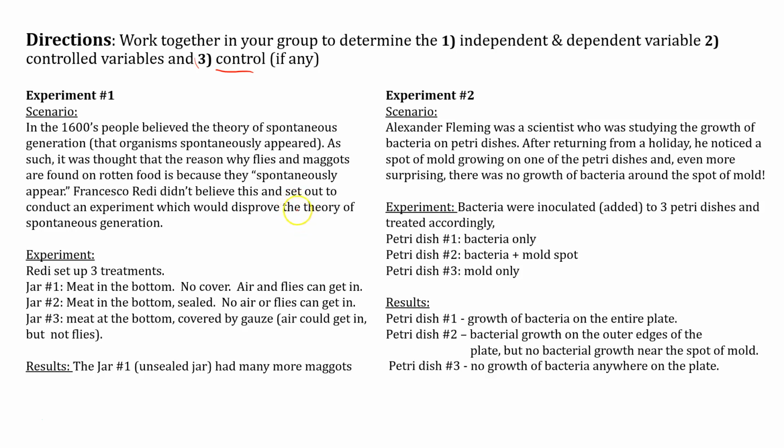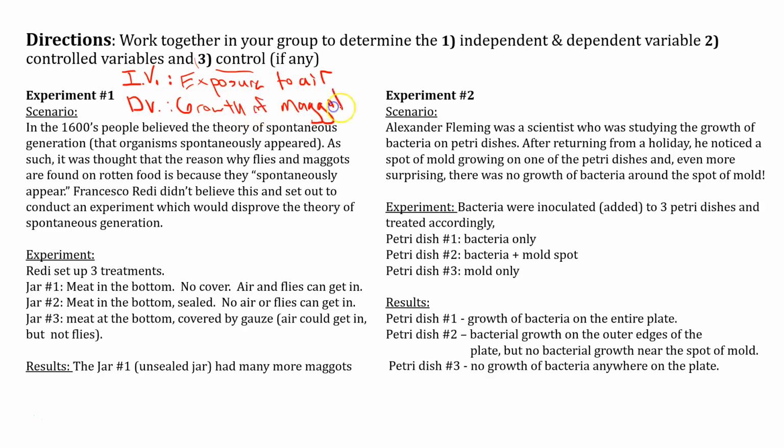Okay, let's see how you did. For the independent variable and the dependent variable of experiment 1, the independent variable would be the thing that you're changing. There's a couple different ways you could word it, but probably something like the exposure of the jar to air. The dependent variable is going to be the growth of the maggots.